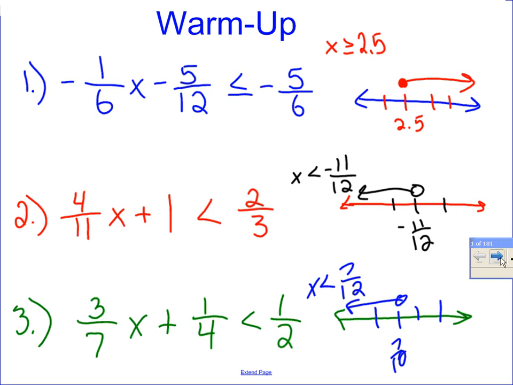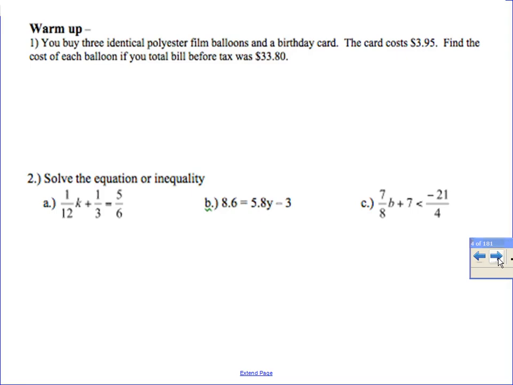Okay, let's go over the second warm-up. Second warm-up was in the new packet. Matt, you okay? That was a big yawn. Okay, number 1, Annalise. You mean the answer? Yeah. X is less than 7/12. Okay, number 1, Alyssa, what'd you get for the other warm-up? Okay. Doug, number 1. Good, $9.95 per balloon. Okay, Emma M, 2A, what did you get?